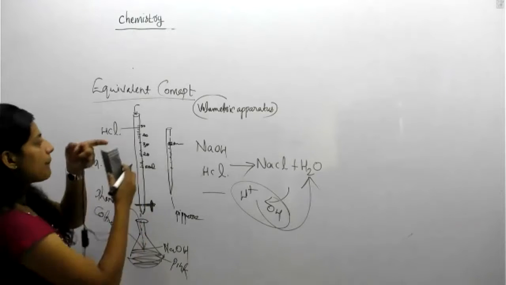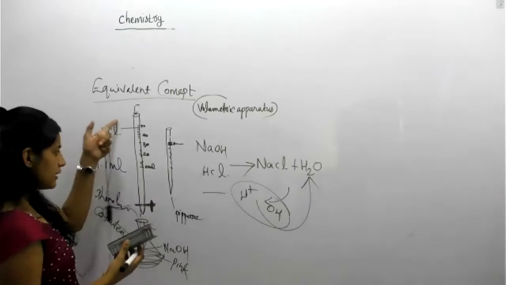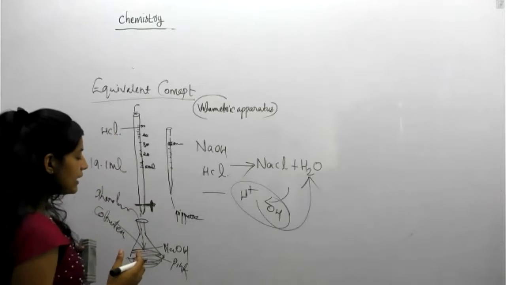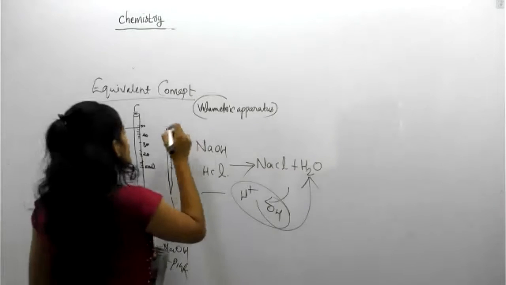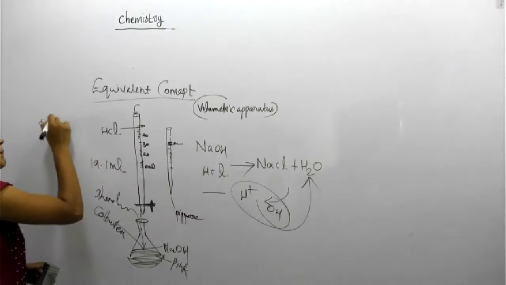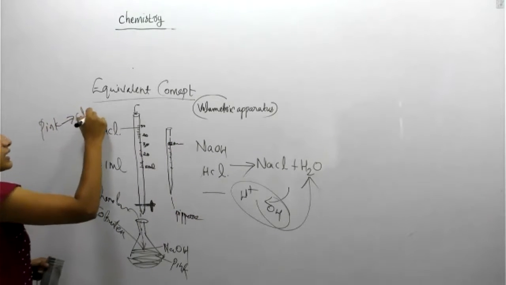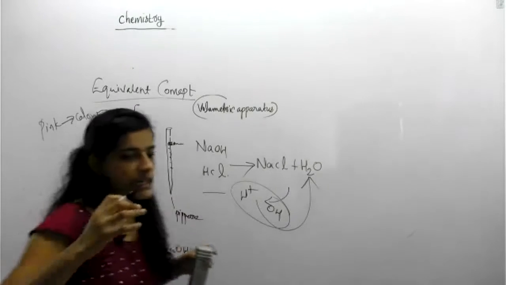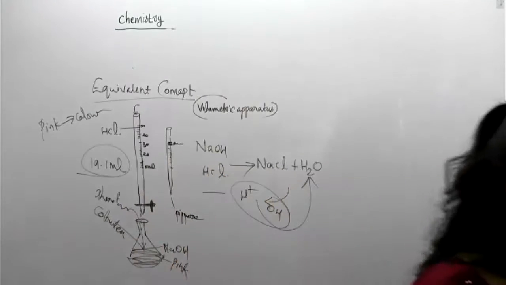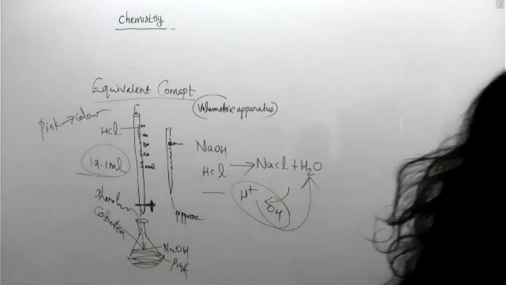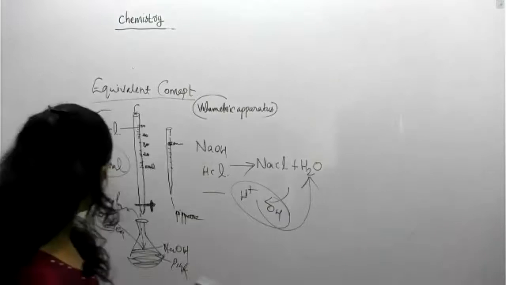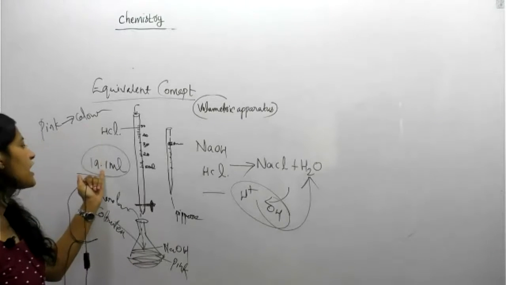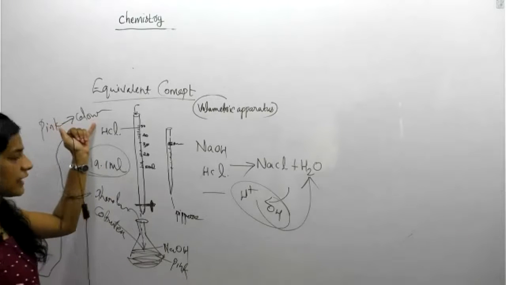Okay, then again shake completely and continue. At that time, you can see that the pink color is converted into colorless. That point is called the 19.1 ml reading. Up to the 19.1 ml reading, what happened? The pink color is converted into colorless. Okay, you want to note the reading 19.1 ml, where the pink color converted into colorless.